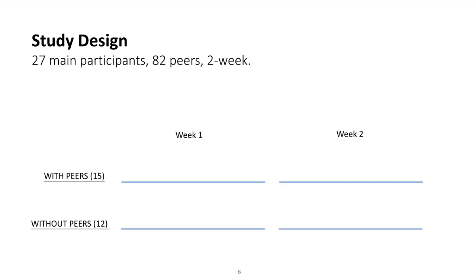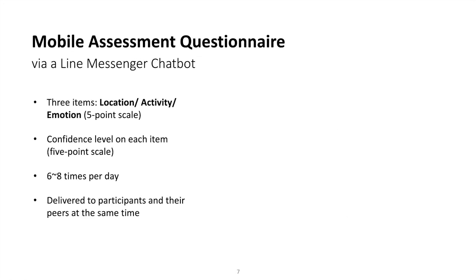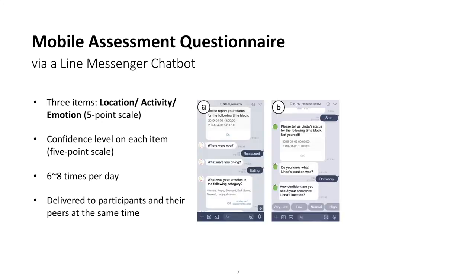Participants in both groups needed to participate in the study for 2 weeks. But in the second week of the with-peers group, peers that were invited by the participants in this group started receiving identical questionnaires to answer. This design allowed us to observe differences between groups and within groups. The questionnaires were delivered through a customized chatbot using the Line Messenger service. Using this chatbot service allowed us to send questionnaires across Android and iOS platforms.